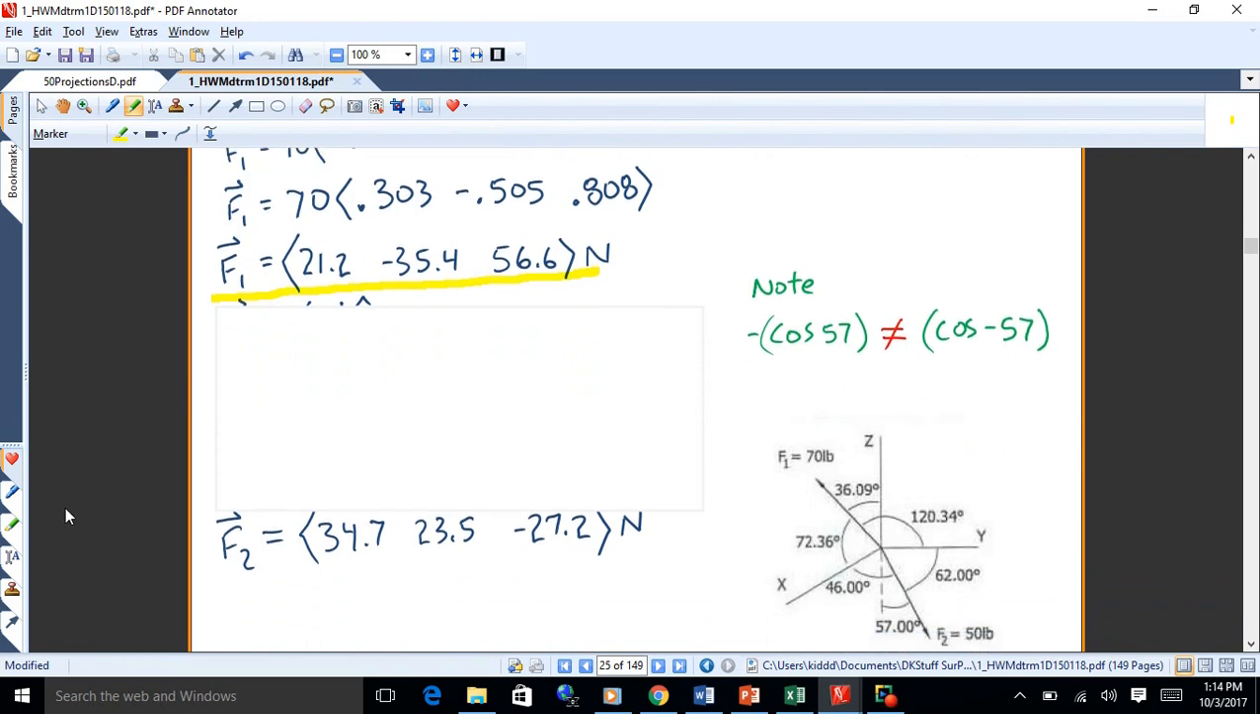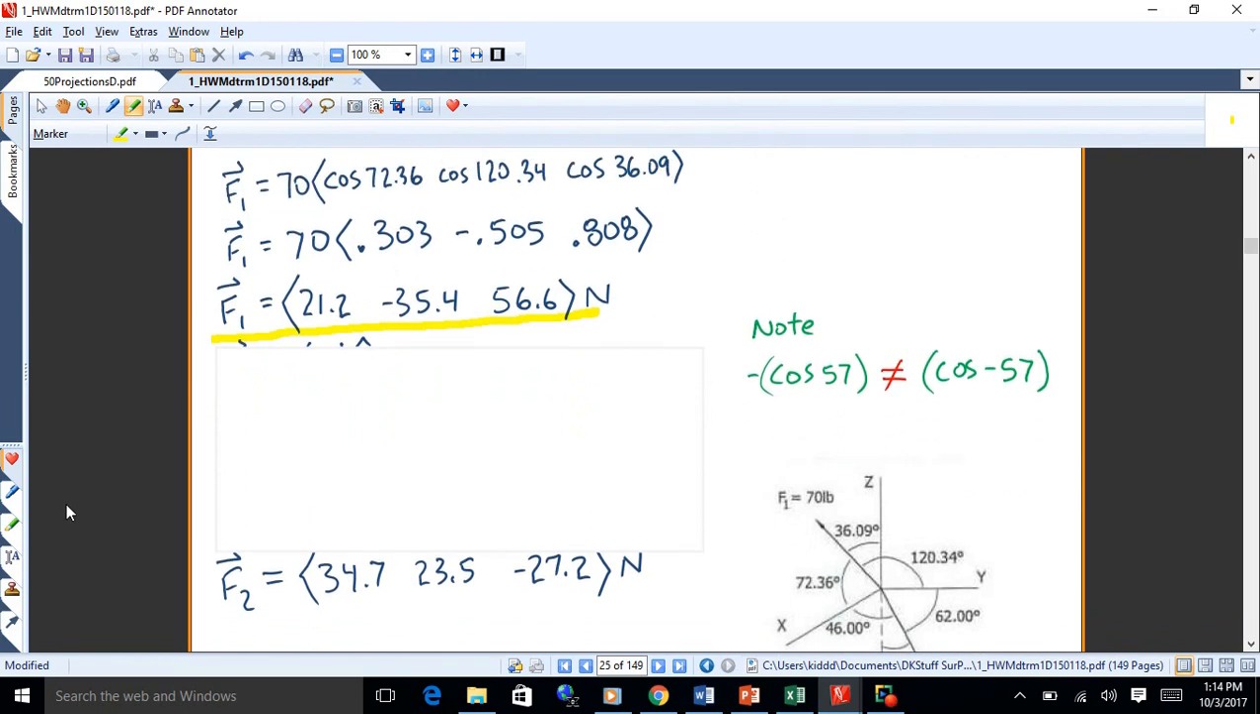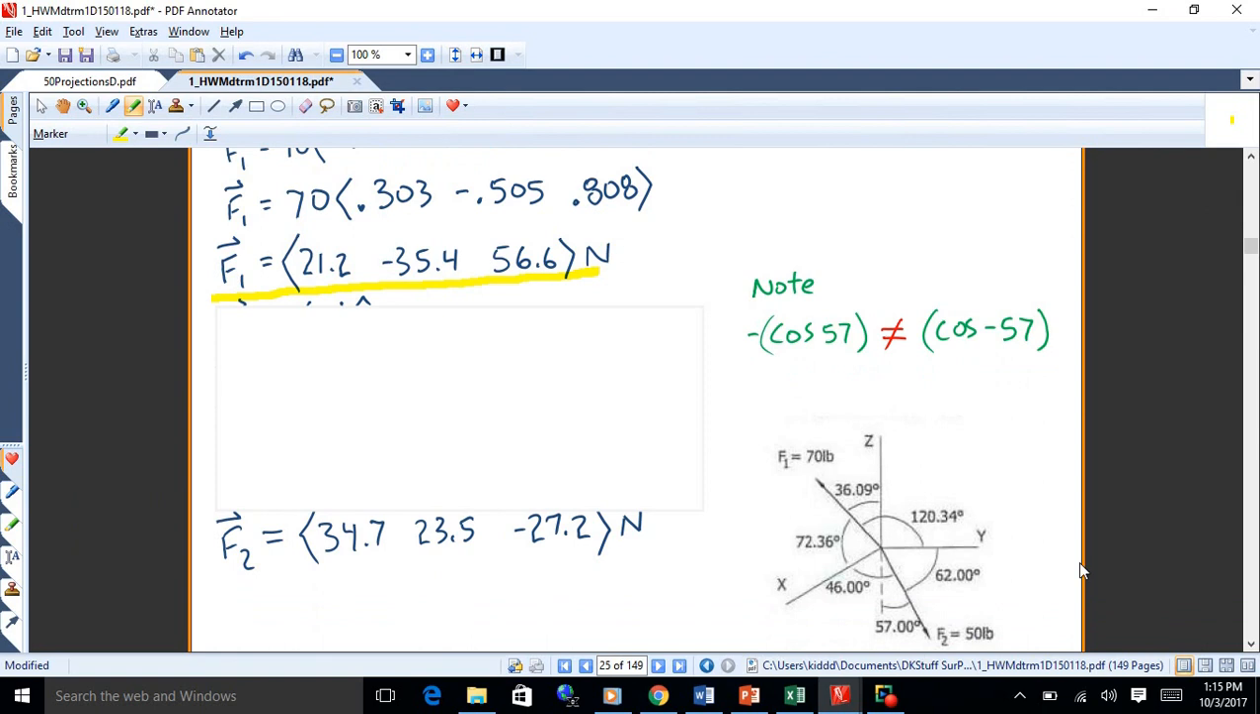Now you can do the same thing with F2. All right, and you'll get down to that answer that I'm showing. Now with F2, the one thing I would caution you with on that one is you're given this 57-degree angle right there. Now notice that is not with the positive z-axis, it's with the negative z-axis. So you're going to have to account for that in some fashion, okay? So you can't just go cosine 57 times 50 for that. You have to adjust for the fact that's negative.